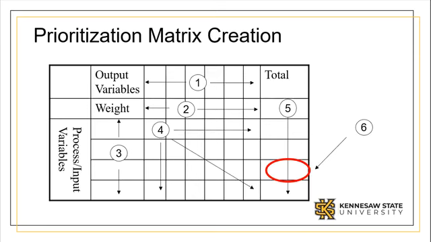The construction of a prioritization matrix follows these steps. First, list all output variables. Second, rank and weight output variables. Third, list all input and process variables. Fourth, evaluate the strength of the relationship between the output and input/process variables. This is the correlation factor.